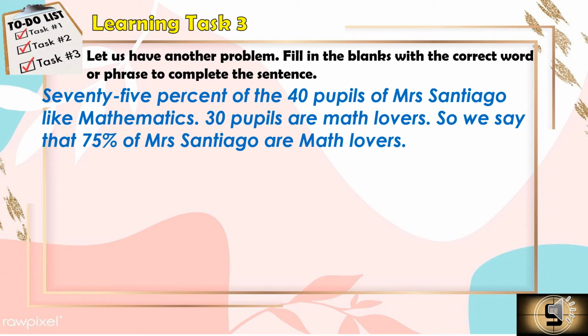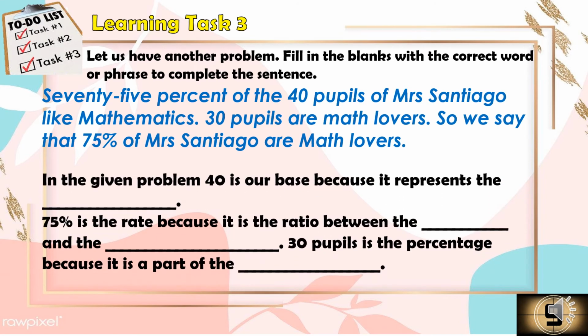So we say that 75% of Mrs. Santiago's pupils are math lovers. In the given problem, 40 is our base because it represents the whole. 75% is the rate because it is the ratio between the part and the whole. 30 pupils is the percentage because it is part of the whole.